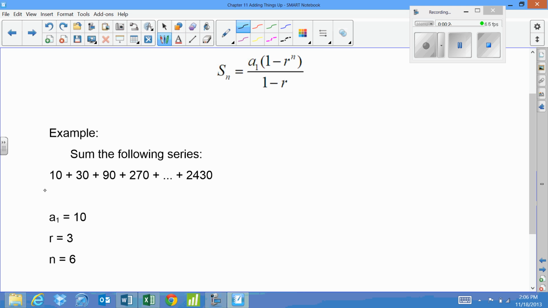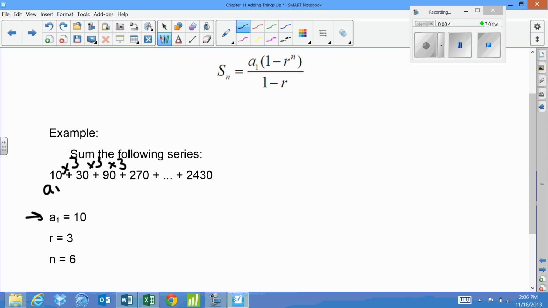Our first term, our a sub 1, is 10, which I wrote down here. We know that our rate is whatever we multiply each term by to get the next term. And this one, we multiply by 3, because 10 times 3 is 30, 30 times 3 is 90, 90 times 3 is 270, and so on. So we know that our rate is 3.